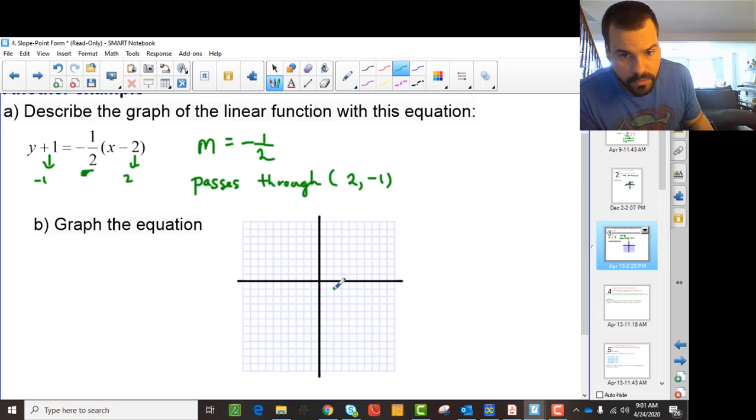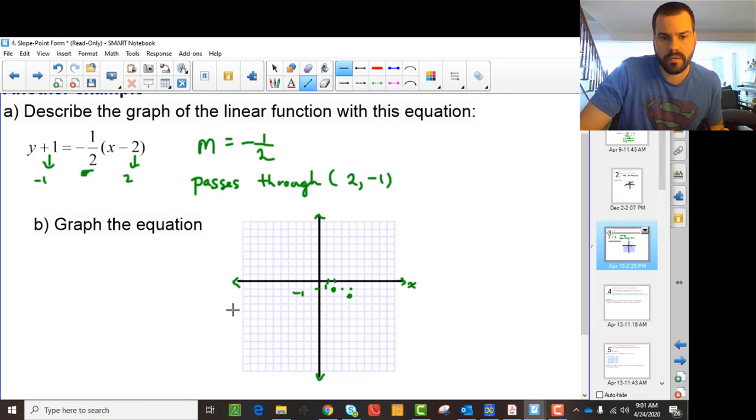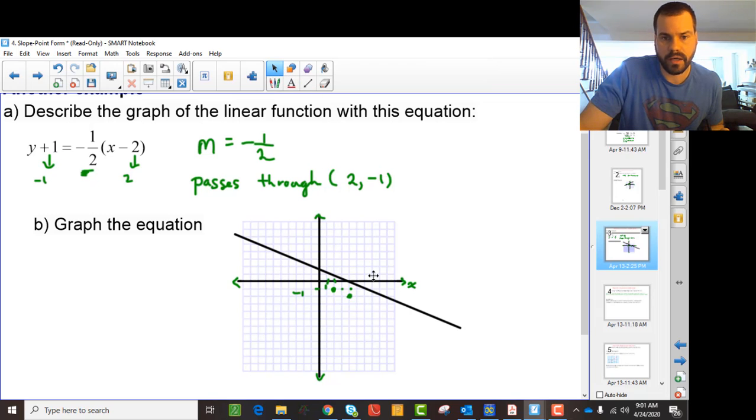So 1, 2, and -1 is right here. Assuming that this grid is going up by 1 in the scale. All right, so there's 1, 2, and then -1. And then our slope is -1/2. So that means if I run 2, I go down 1. So there's my next point. Okay, so my 2 points are here and here. Again, the grid is small, but that's okay. We can work with that. But you need to then draw a line through those 2 points, and it needs to be as straight as possible.